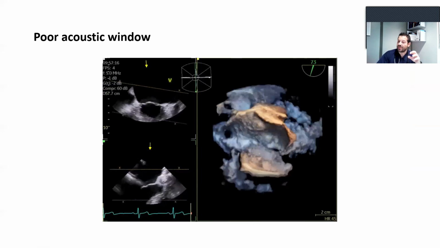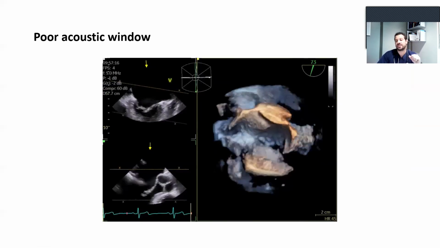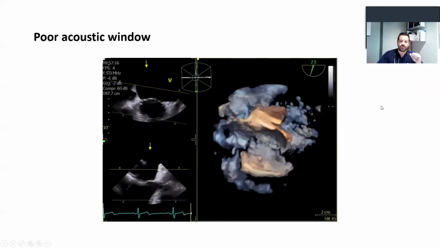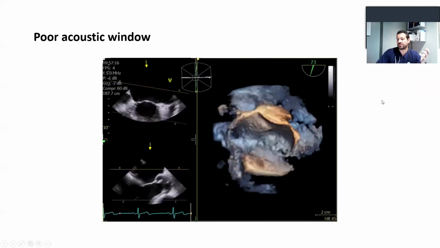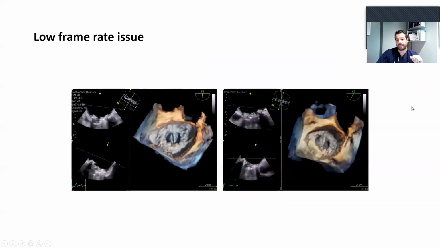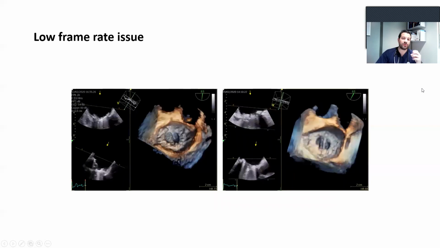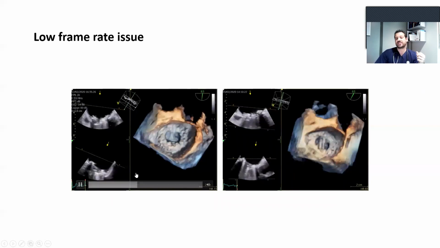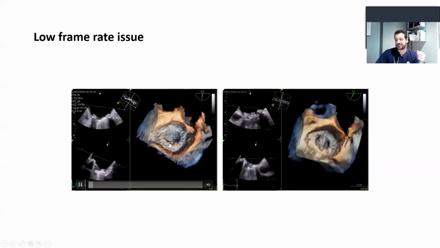So always remember that if you don't have a nice 2D imaging, do not proceed to 3D imaging, because it will not help you anyway. The low frame rate issue is something very important when we need to see movement. For example, in this metallic mitral valve, where we can appreciate the opening of the discs.